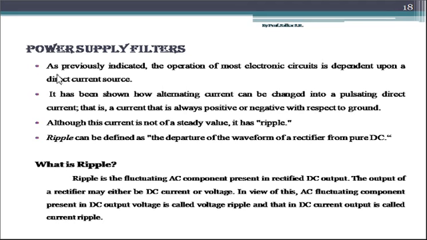Here you can see, as previously indicated, the operation of electronic circuits is dependent on a direct current source. We know most electronic applications work on a DC source. That is why we use the power supply in all applications. It has been shown how alternating current changes into pulsating direct current. That is, we have already seen how AC can be changed into direct current with the help of a rectifier. We have learned the different types of rectifier and how they convert AC into pulsating DC. Although this current is not of steady value, it has ripples. So the term ripple here is important.